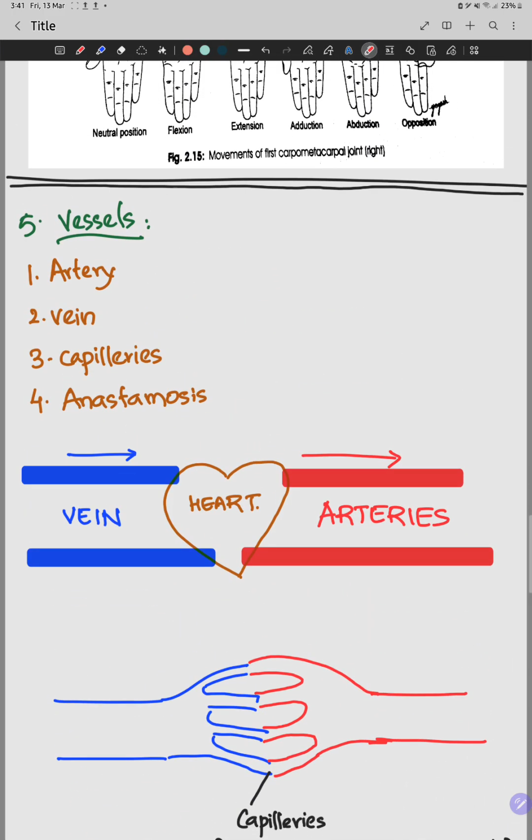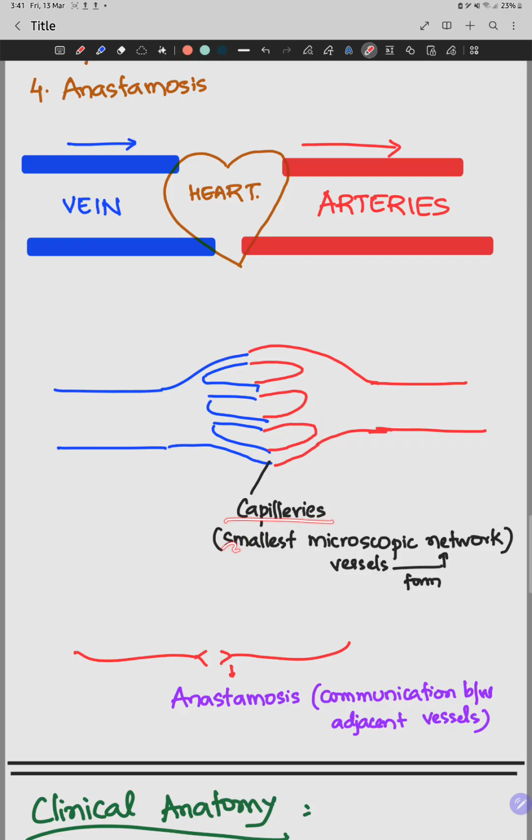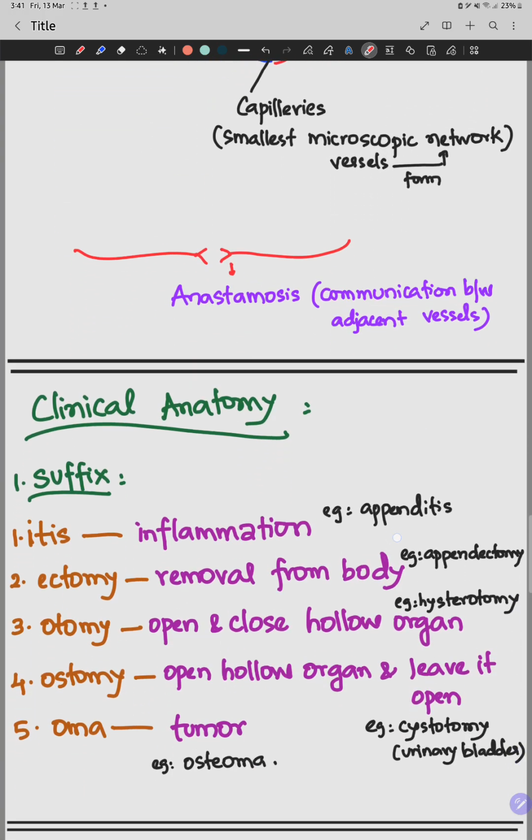Next, coming to the terms related to the vessels. Arteries move the blood away from the heart, and veins move the blood towards the heart. Next, capillaries are the smallest microscopic vessels which form a network. Anastomosis means communication between the adjacent vessels.